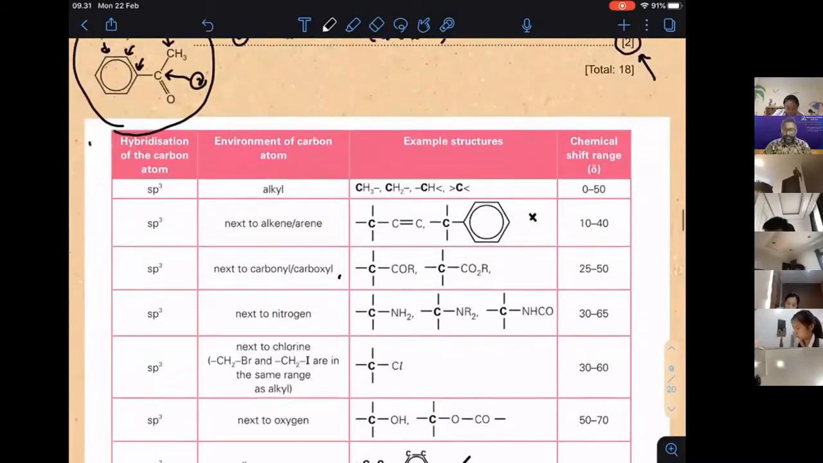This is going to be carbon 13 NMR. There is also the proton NMR. So please be very careful which one you select.